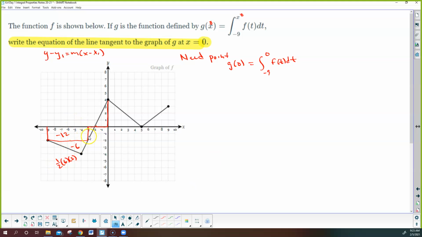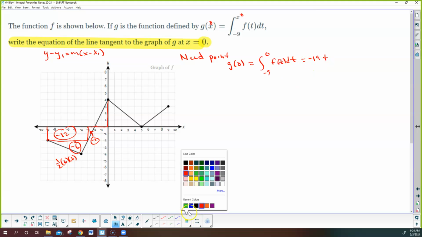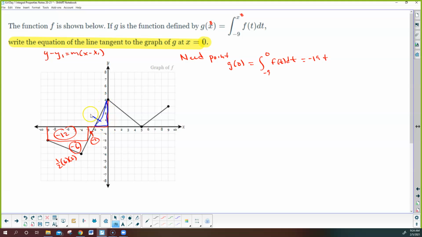And then this is a 1 by 2. So if I calculated this area, it would be -1. So if I add up all of these pieces, I get -19. But that's not it, right? Because then I have this piece that's above the x-axis, that's a 4 by 2 triangle, and 2 times 4 is 8, cut in half, tells me that it's a +4. So I know that my point, when x is 0, there's x1, y1. My output is -15. So I know part of my equation already.